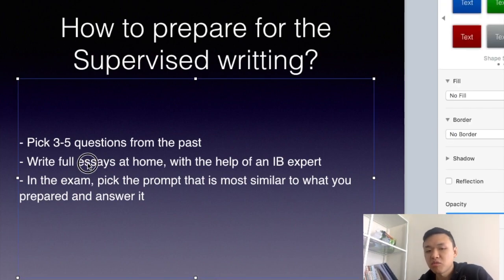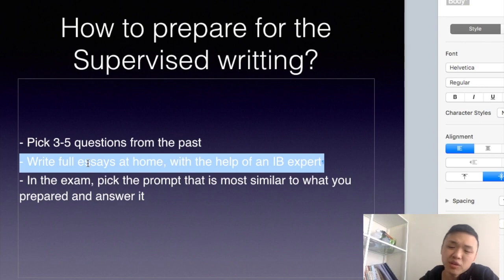So what you want to do is write full essays at home. If you really want to get good marks and you want to be sure that you'll get a good mark, getting an IB expert with us, like a tutoring lesson, can help you because our IB experts can show you how you can improve your essay, right?